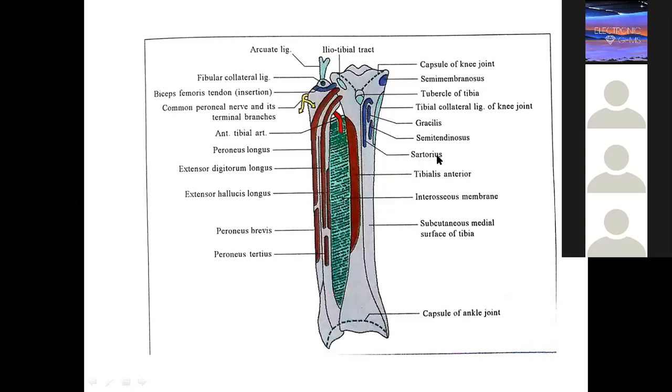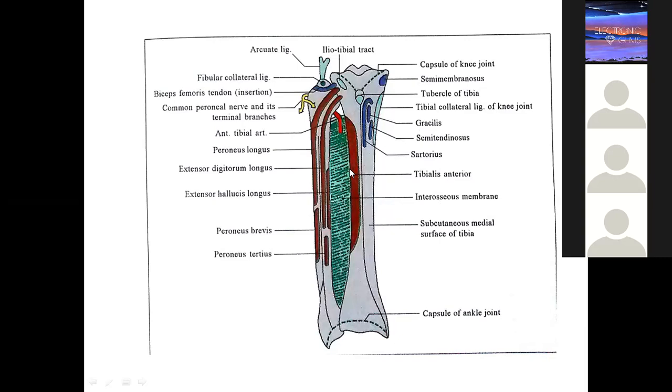Sartorius is from which compartment? Sartorius from the anterior compartment. Semitendinosus? From the posterior compartment. Very good. Gracilis? Medial, adductor or medial compartment. Excellent. Okay, that means this is the anterior view. You remember now. What is this green colored membrane you are finding? Interosseous membrane.